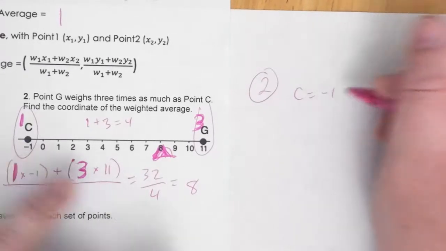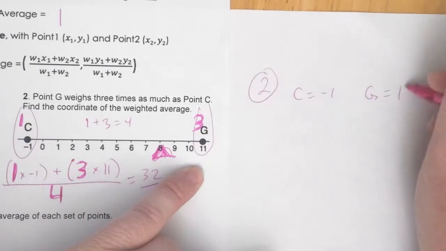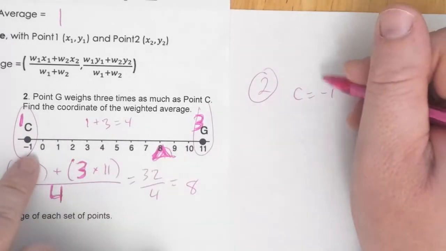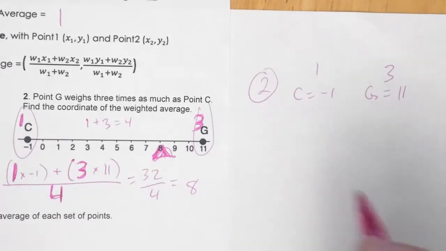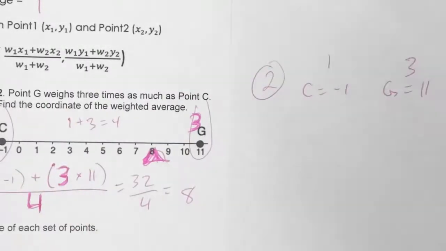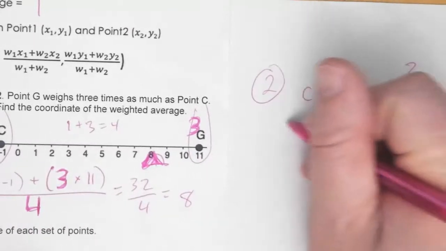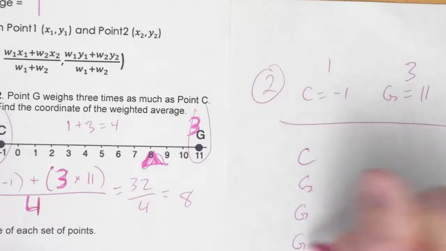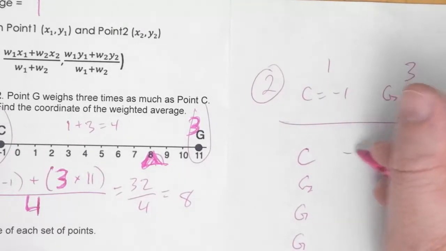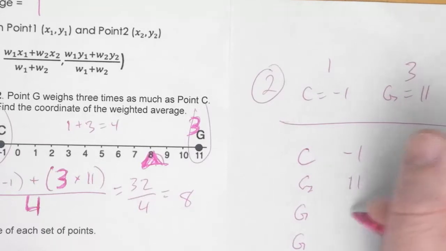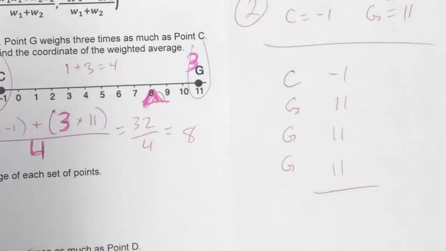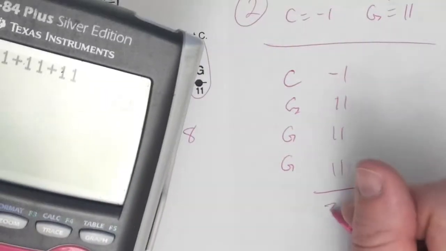C was at -1. G was at 11. There were 3 G's, and there is 1 C, right? So for that one, there's a C, and there's 3 G's. 1, 2, 3. Now, what were they? C was -1, G was 11, 11, 11. All you have to do is add those together. So -1 plus 11 plus 11 plus 11, we get 32.